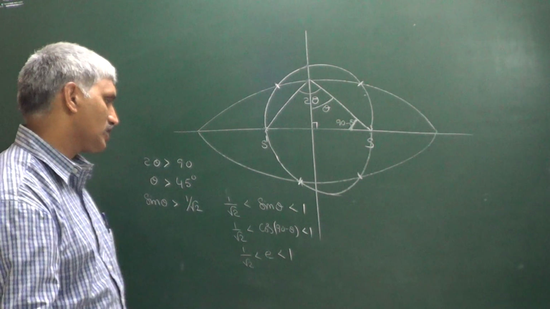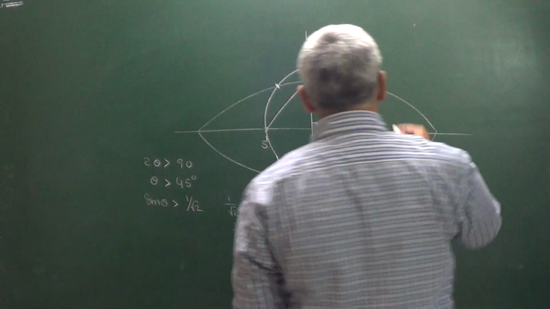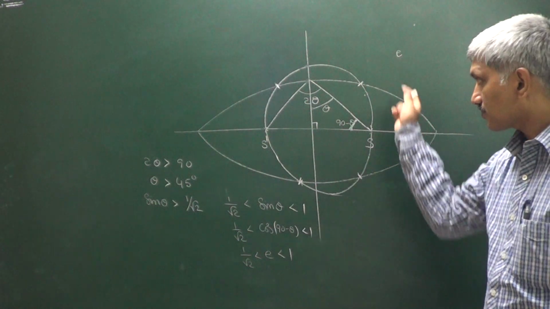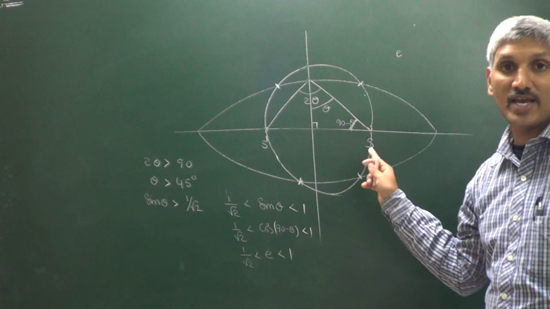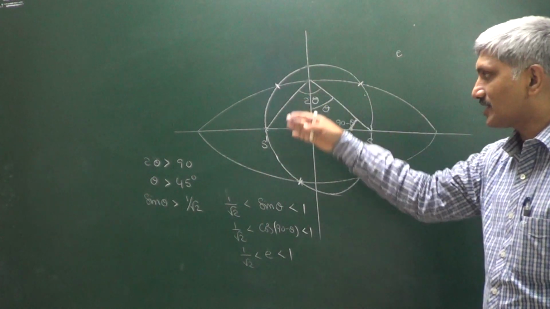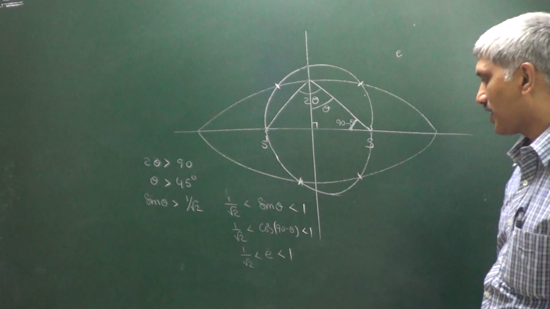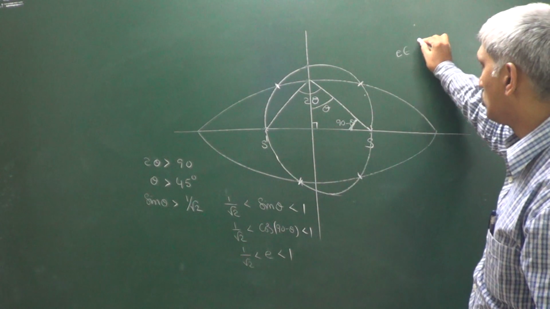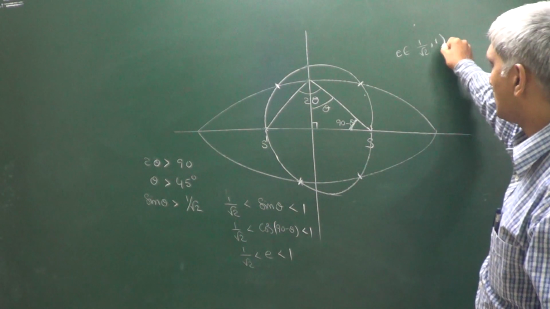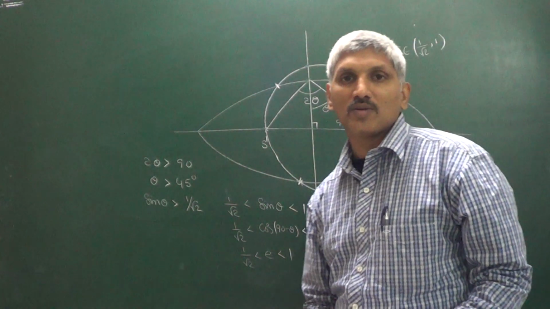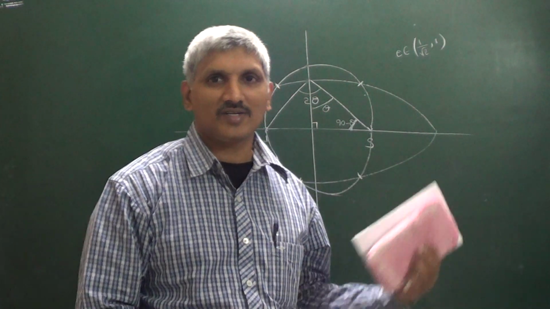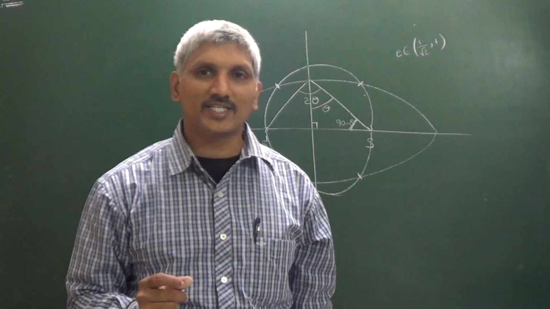So what information did we get here? The eccentricity of an ellipse, in this case, when the circle with SS' as diameter intersects the ellipse at 4 distinct points, belongs to (1 by root 2, 1). The eccentricity lies between 1 by root 2 and 1. So these are a few questions based on the ellipse related to the eccentricity idea.